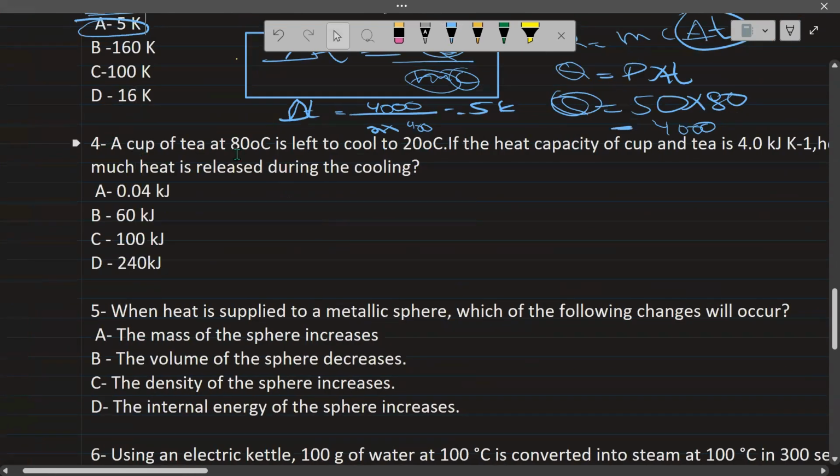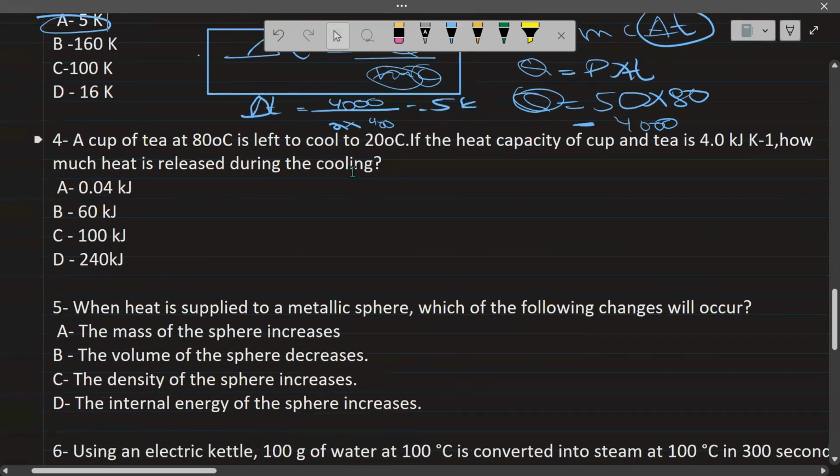A cup of tea at 80 degrees Celsius is left to cool to 20 degrees Celsius. If the heat capacity of cup and tea is 4 kg, how much heat is released during the cooling? Now, this is a good question. Not hard, but it is a good question.